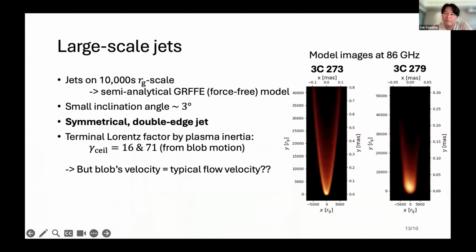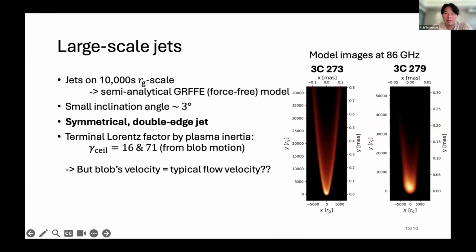So, we also investigate more distant jets, such as 3C273 and 3C279, which BHEX can observe on scales of tens of thousands of RG. And for this regime, we apply a semi-analytical force-free model to study the jet structure. These sources are nearly face-on, with a small inclination angle of about 3 degrees, and their jets show a symmetrical double-edged appearance. And in these models, we set the terminal Lorentz factor of the plasma bulk, while taking into account the braking effect of plasma inertia.